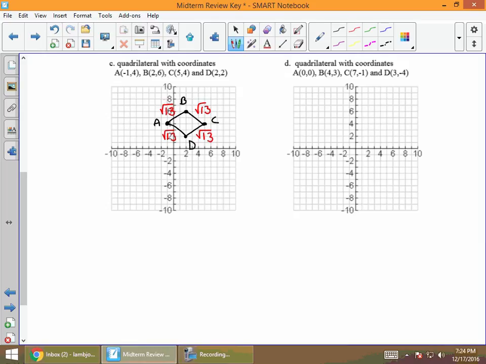And as I look at the slopes of these, this slope is rise 2, run 3. The slope from B to C is it goes down 1, 2, and it runs 3. And those two are not opposite reciprocals. So this is a rhombus because all the sides are the same, but it is not a square because I do not have a 90-degree angle. I don't have opposite reciprocals.